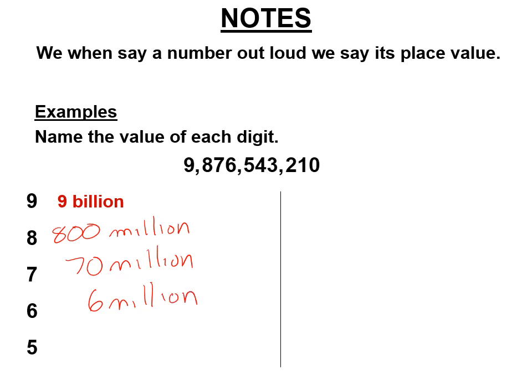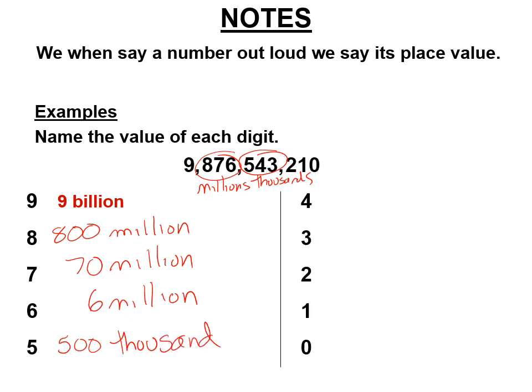And to start this number, you would say 9,876,000,000. Then you do 500,000, right? These commas are very helpful because this section right here are the millions, right? This section right here are the thousands. So this is 500,000. What's the 4 worth? That's 40,000. And the 3 is worth 3,000. So this number is 9,876,543,000. Then we get to the hundreds place.